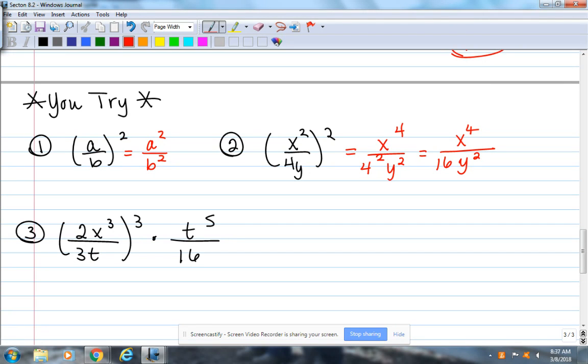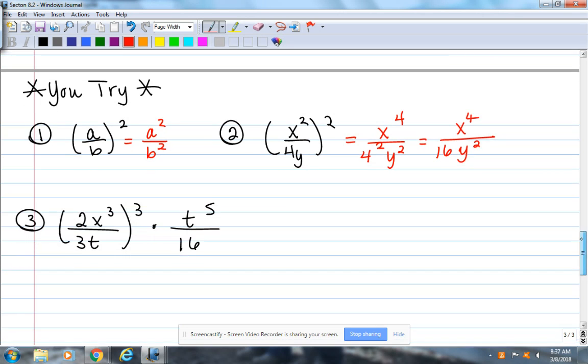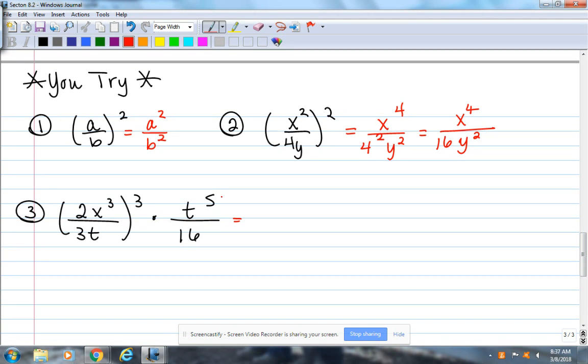And what did you do first on number 3? So everything got a third power, so it's going to be 2 to what power? Third. X to what power? Over 3 to what power? And t to what power? And then I multiply across. I'm going to do my numbers first. On top, what do I have? 8.